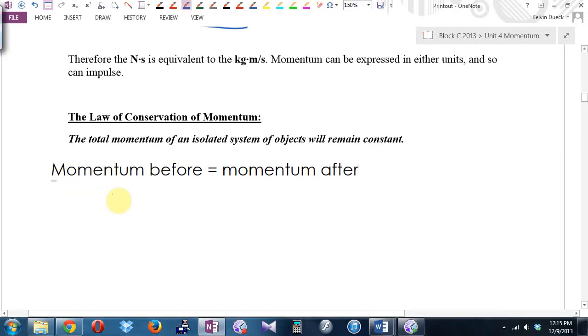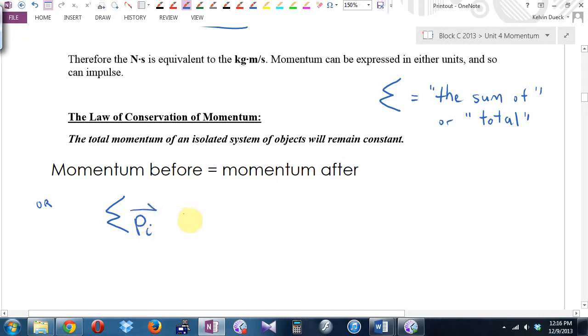Does anybody know what that symbol means? Sigma, yes. What does it mean? It's an abbreviation for... what, Michael? The total. The total momentum initial has to equal the sum of all the momentum final. That's often my starting point.